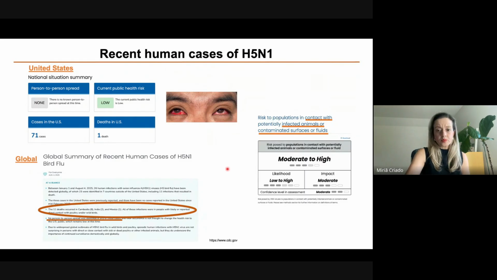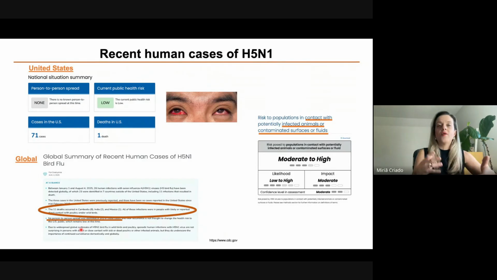And if you think globally, according to the website, the data that they have until August 2025 shows we only have 11 cases of death around the world. In some countries, the majority are in Cambodia, with cases in India and Mexico, and they didn't count the one here in the US. But they keep saying that they were not really able to detect person-to-person spread in these cases, as they have been evaluated.